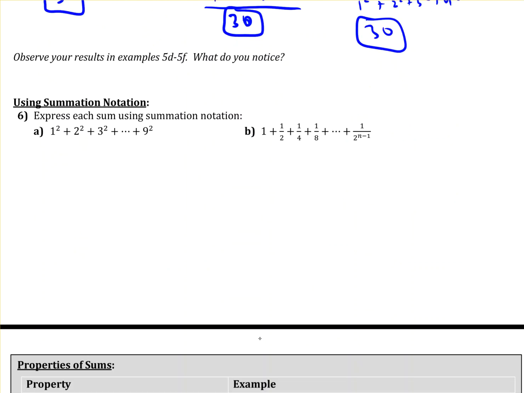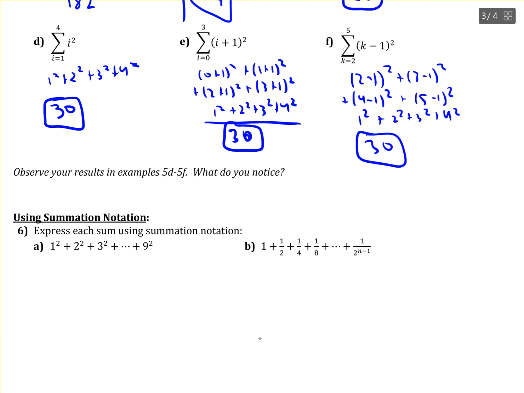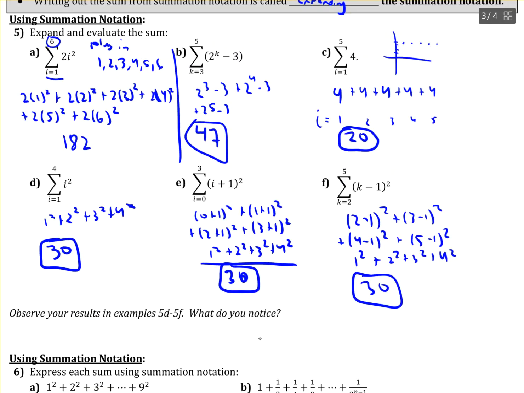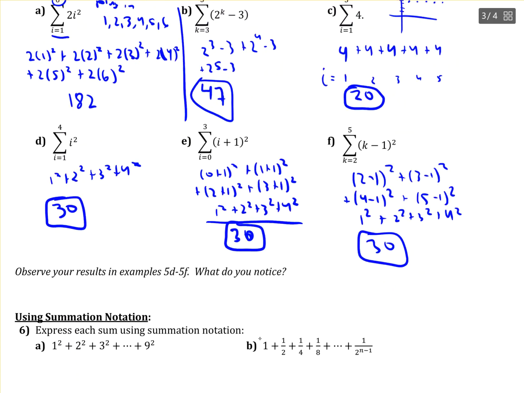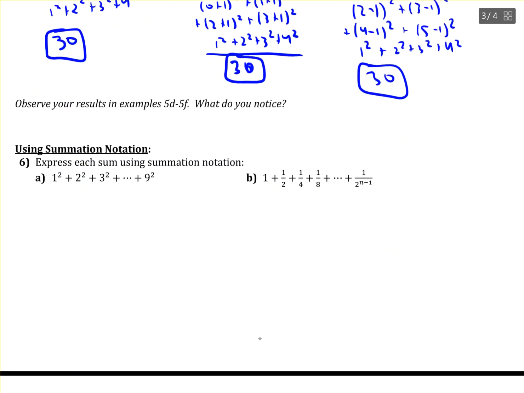All right, now let's go the other way. So if I want to express each sum using summation notation, this one, there's really not much I can show you too much on this. I think if you have trouble with these, keep practicing examples like number 5, and then when you get more comfortable with that, going backwards is a lot easier.